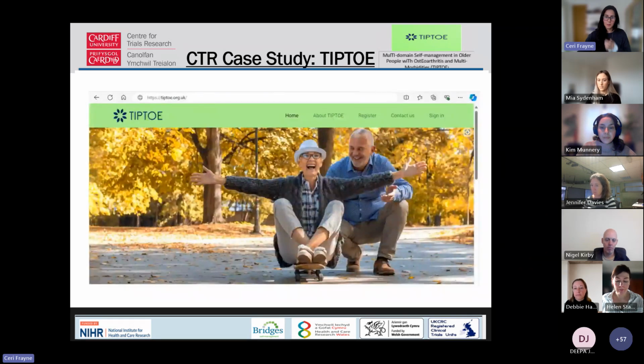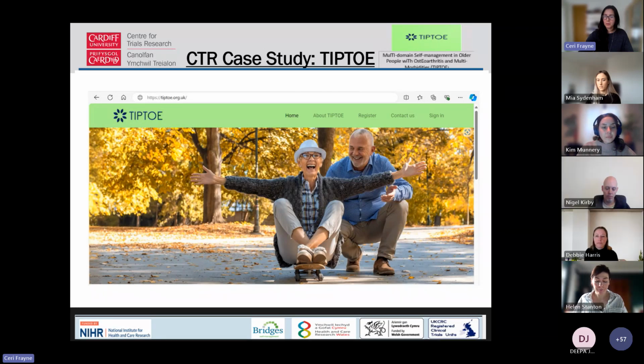The participants start their journey through the Tiptoe website as an online self-referral, other routes being in person, in clinic, or over the telephone. They can read the study information, register their interest, and contact us through the website. They use this platform to view, read, consent, and complete questionnaires.